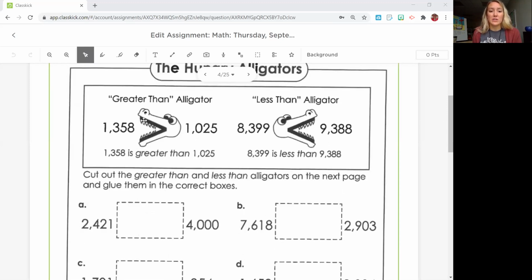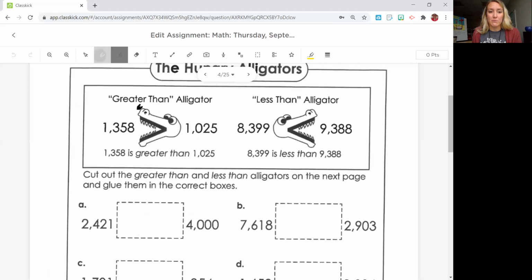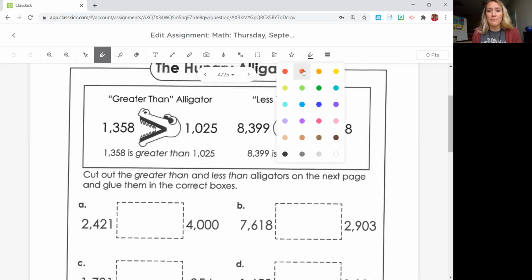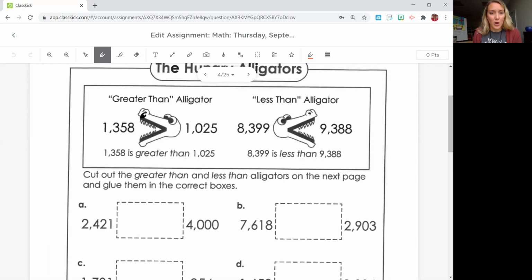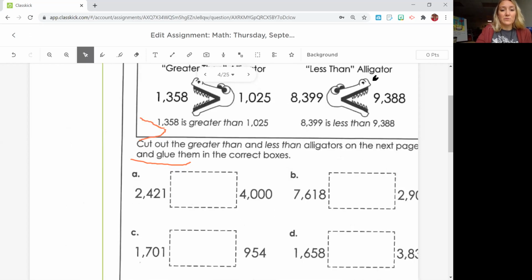Now, we use symbols to show if that number is larger or smaller. The first symbol is called a greater than symbol. The greater than symbol opens to the left. And it's red. This number is greater than. When you see that symbol, you say "is greater than," and then the other number.